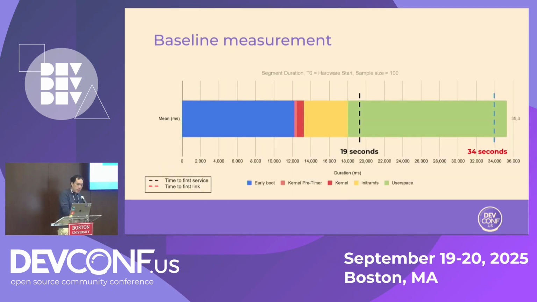So this is the baseline measurement of the platform. You can see that it's at 34 seconds for the first link up, so that should be red. I thought I edited this. And then the time to first service is 19 seconds. And the industry standard KPI is 2 seconds. So we're way off right now. And you can see the early boot is a huge chunk of the time, taking about 12 seconds.